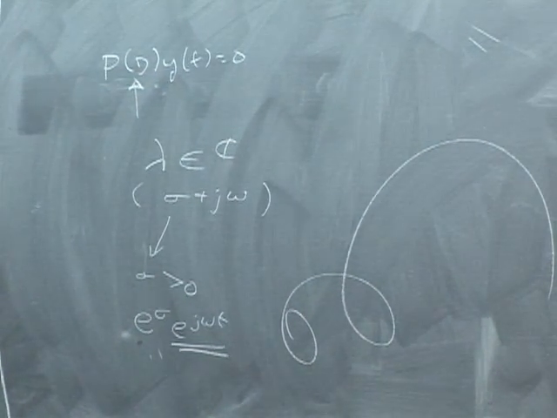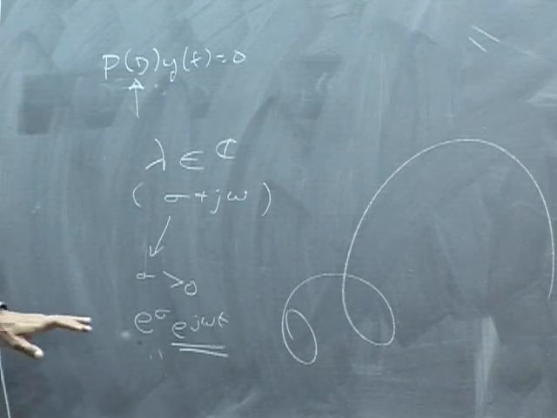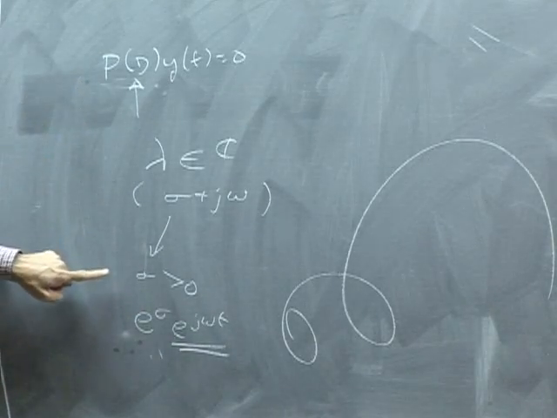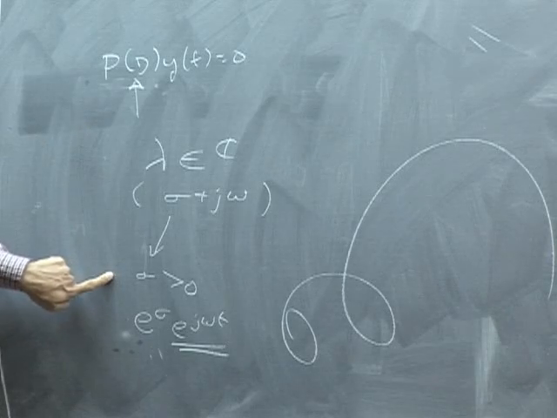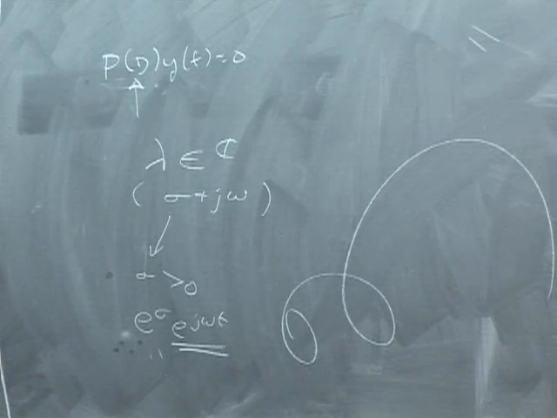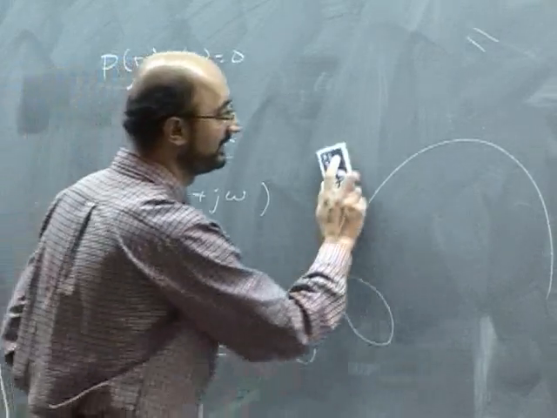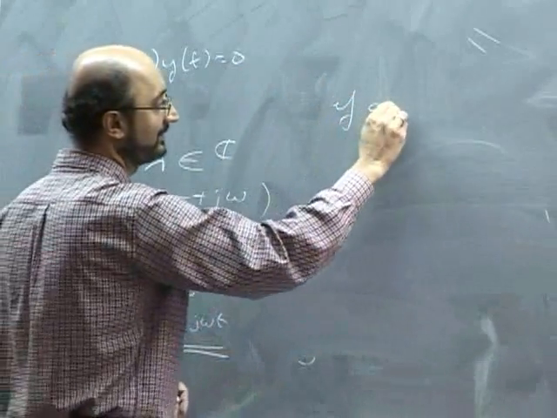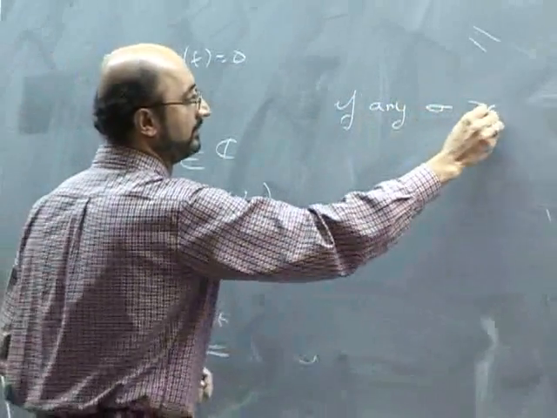That's your Tacoma Narrows bridge, where the modes are growing. The sigma is greater than 0. So anytime we have a root where any of the roots has a sigma greater than 0, we're going to have a system whose response y(t) is growing with time. That's bad, so it's unstable. So we call such a system unstable if any sigma is greater than 0. So that's the first rule: if any sigma is greater than 0, it's unstable.